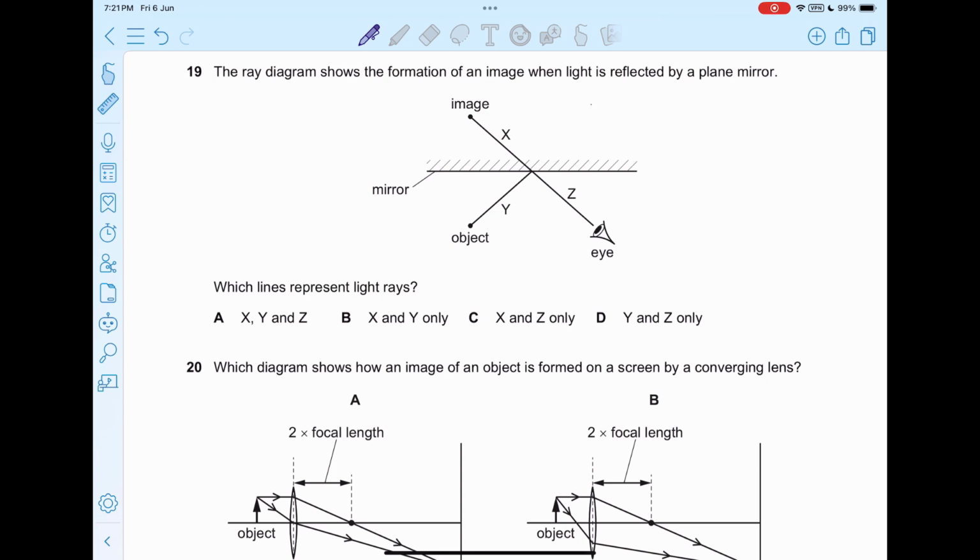The ray diagram shows the formation of an image when light is reflected by a plane mirror. Okay, which lines represent light rays? The light rays only come from the object and bounce off the mirror, so it should be Y and Z only. Answer is D. X is not a light ray, it's just an imaginary line that we put that should show behind the mirror. So D is the only answer.